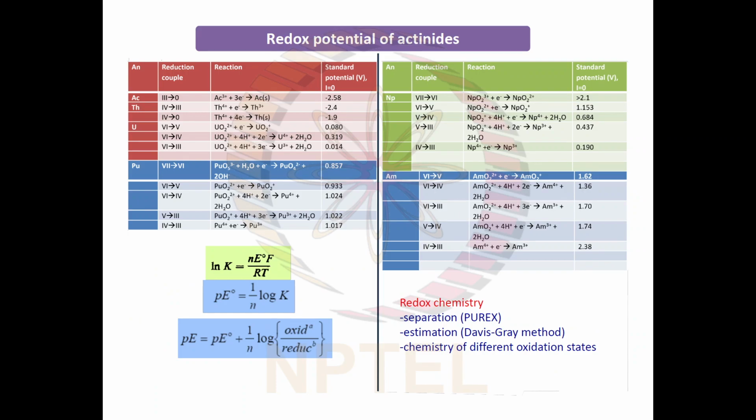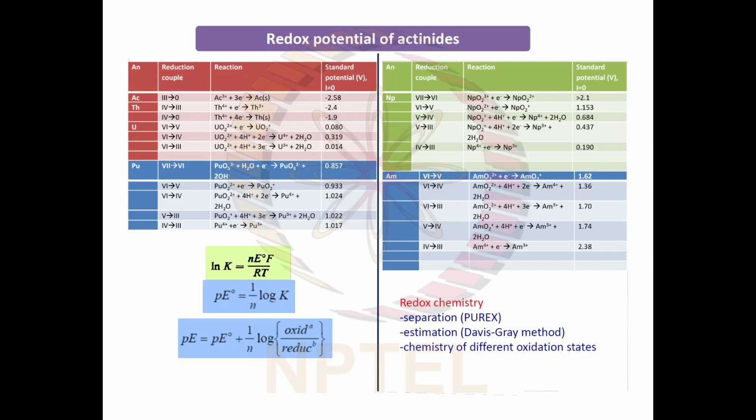Now then there is the redox potential or redox chemistry of Eu3+: how you do the separation, estimation, and the chemistry of different oxidation states. We know ln K equals nE0F by RT, pE0 equals 1/n log K, and pE equals pE0 plus 1/n log of oxidized species raised to a over reduced species raised to b.